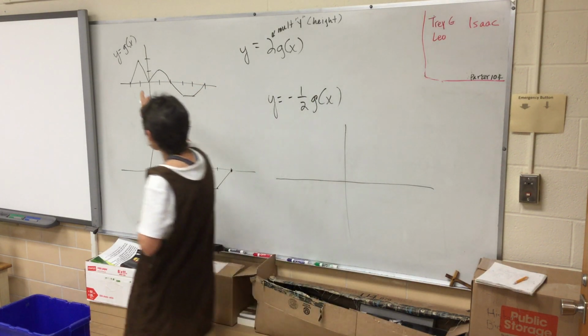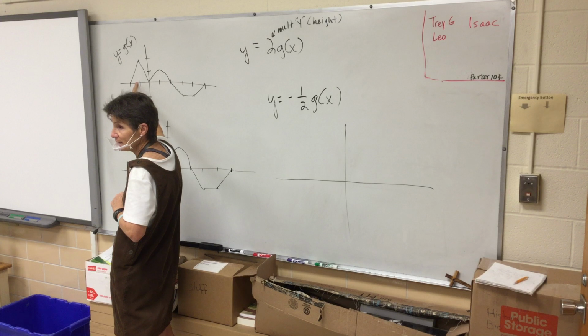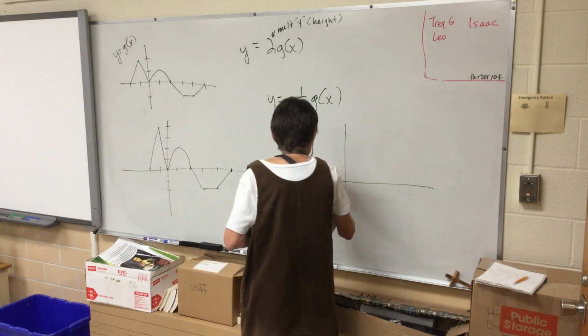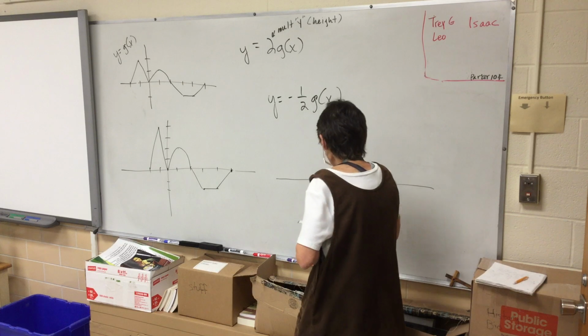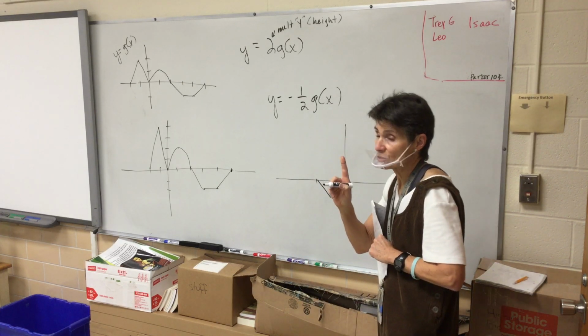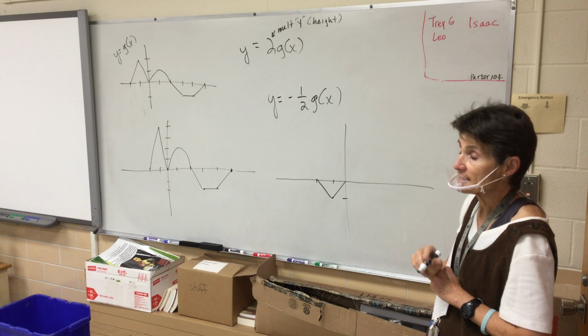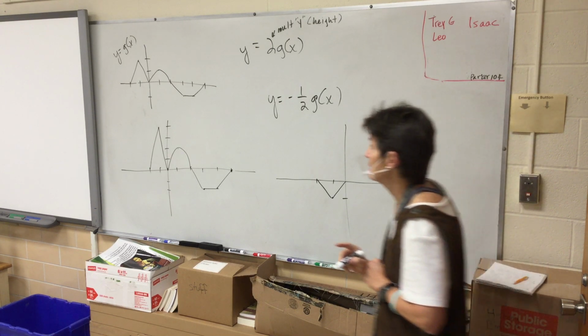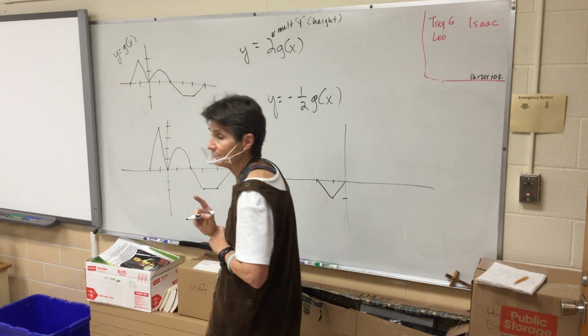So how tall is the original triangle? Two. Well, now he's only going to be half as tall. So now he's only going to be one. And he's going to be upside down. Right? So I'm going to come over here, and I'm going to draw my exact same triangle. But he's only one tall now, and he's upside down. He's half what he was. He was two, now he's one, half of that.